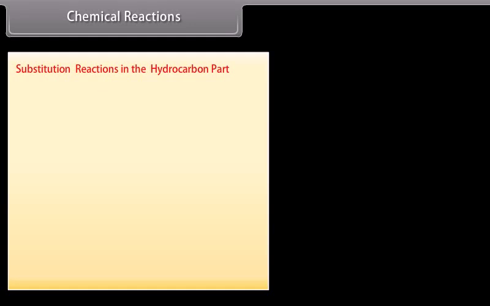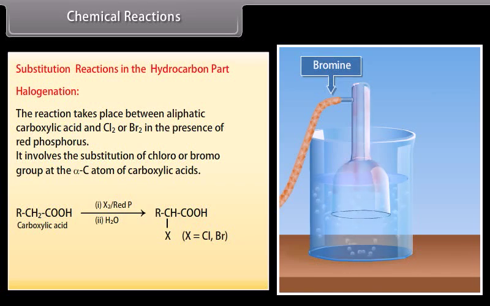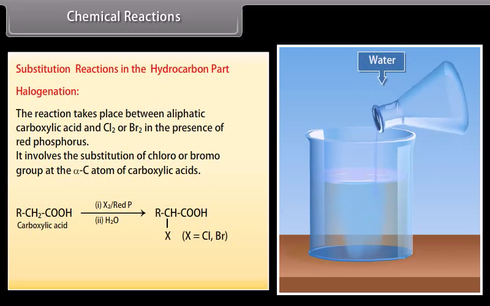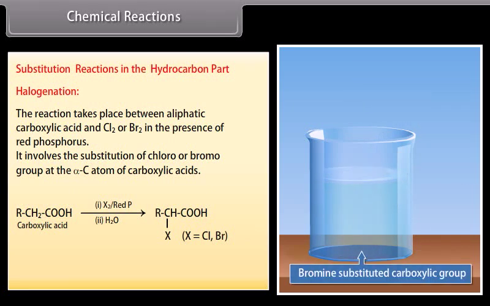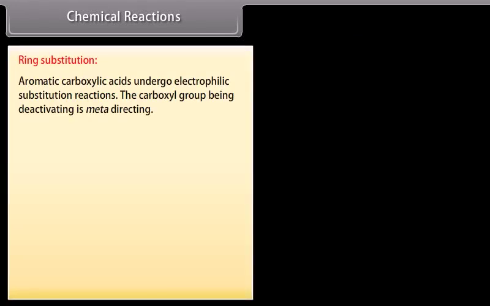Chemical reactions. Substitution reactions in the hydrocarbon part. Halogenation. The reaction takes place between an aliphatic carboxylic acid and chlorine or bromine in the presence of red phosphorus. It involves the substitution of a chloro or bromo group at the alpha carbon atom of carboxylic acids. The reaction is known as Hell-Volhard-Zelinsky reaction. Ring substitution. Aromatic carboxylic acids undergo electrophilic substitution reactions.